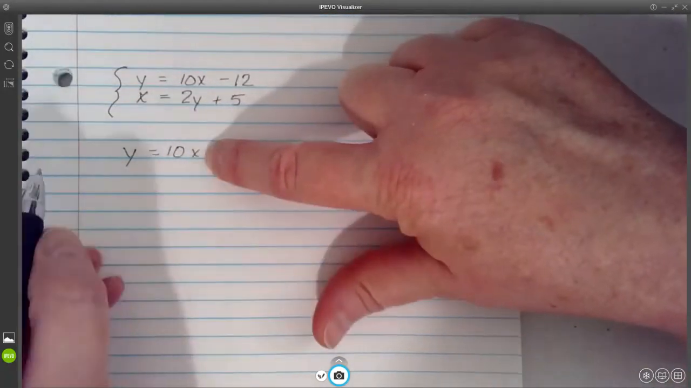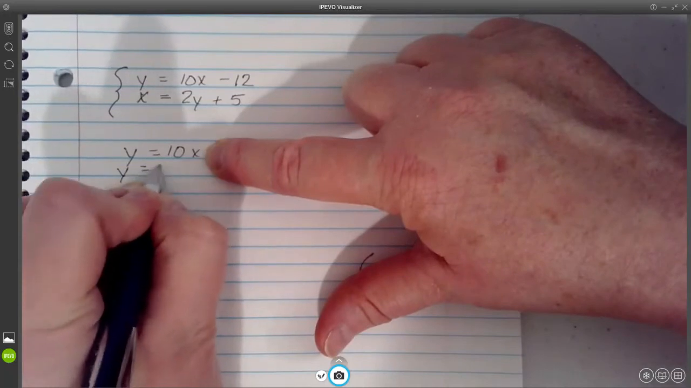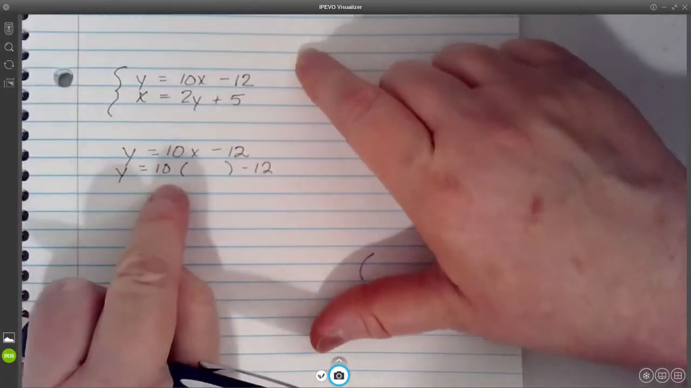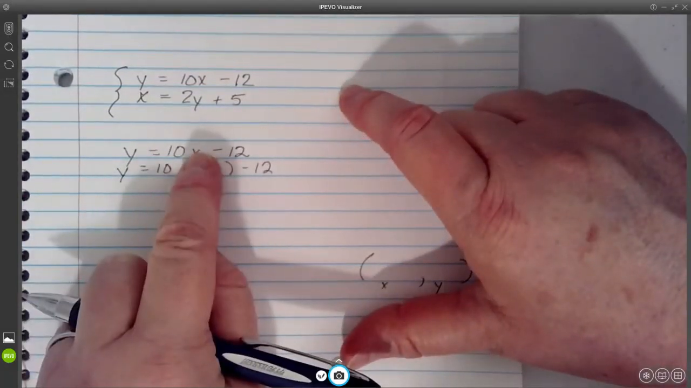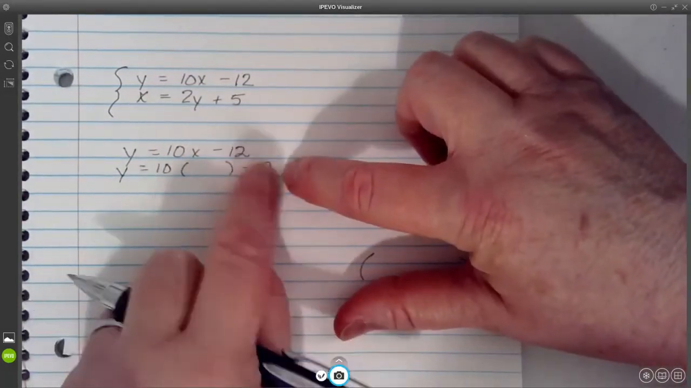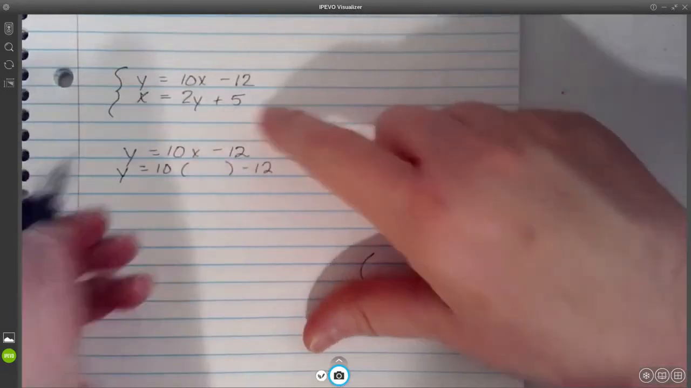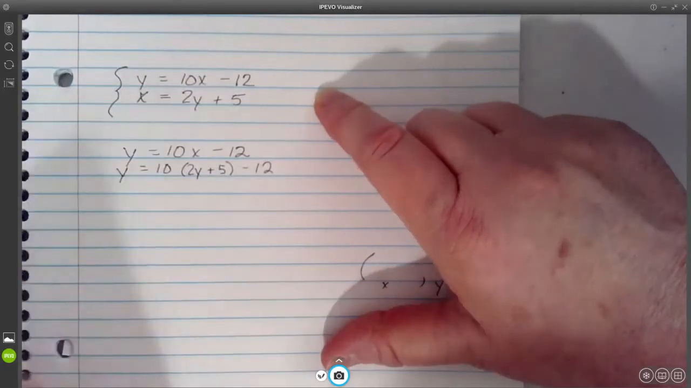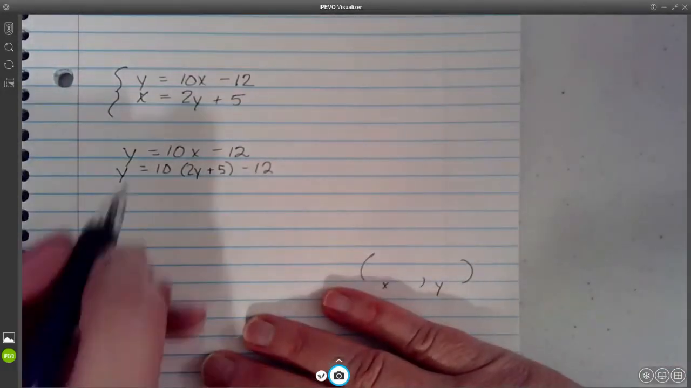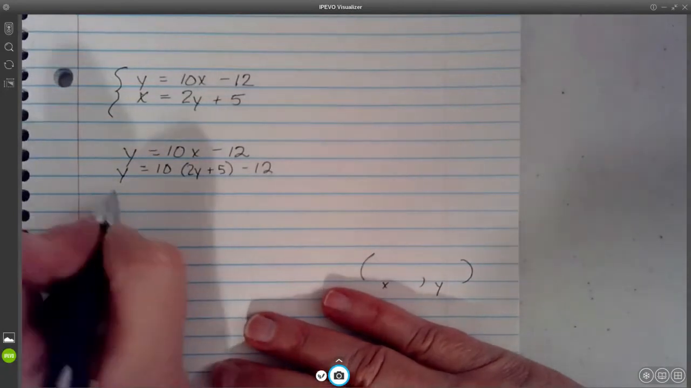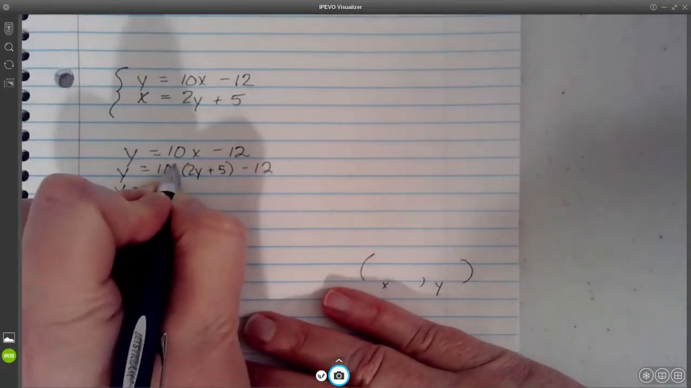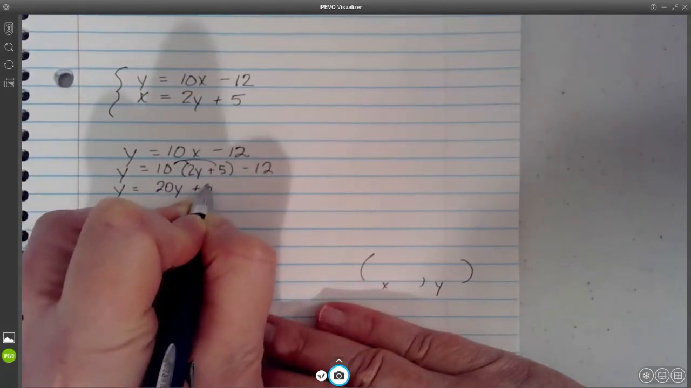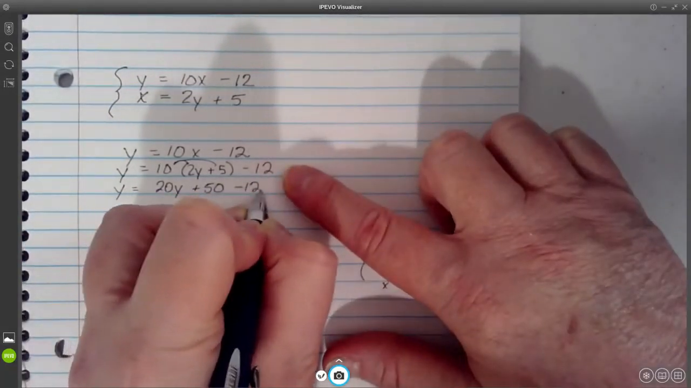I'm going to replace x. This time when I replace x, it is a whole expression. So there's my 10. My x is replaced with parentheses minus 12. This time x is 2y plus 5. So in the place of x, I got to put the whole expression 2y plus 5. And then it's a multi-step equation like we started on this video. I need to do the distributive property, which gives me 20y plus 50, and then bring down my minus 12.